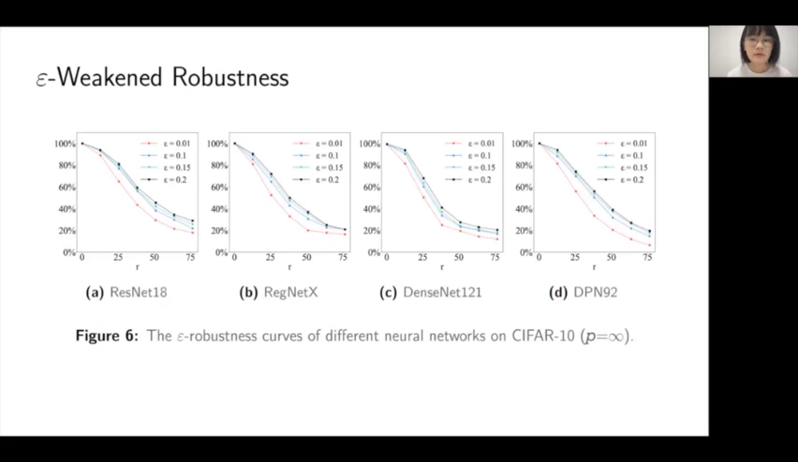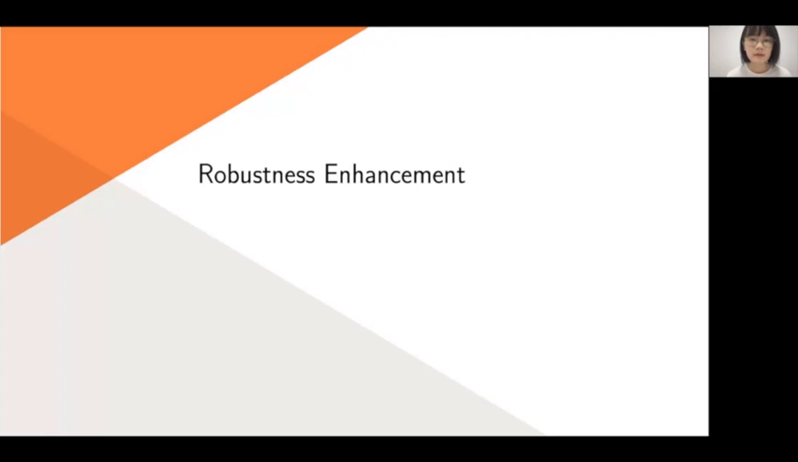These four popular networks perform the same. If a hacker tries to attack the neural network via some gradient-based search algorithms, he still has a chance to find an adversarial example in a weakly robust area. So how to resist this attack? In this work, we designed a robustness enhancement method, which is an application of our epsilon weakened robustness theory.